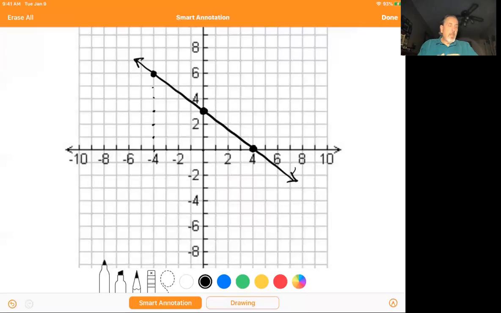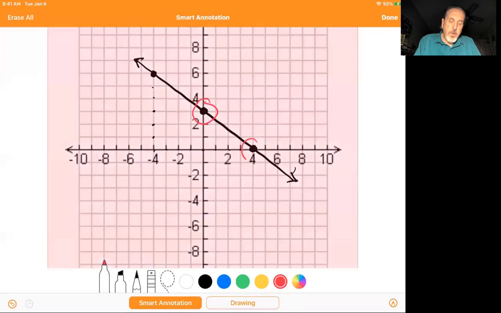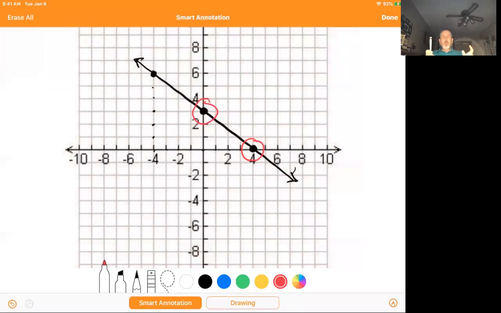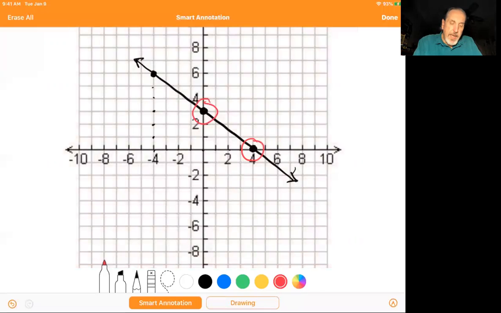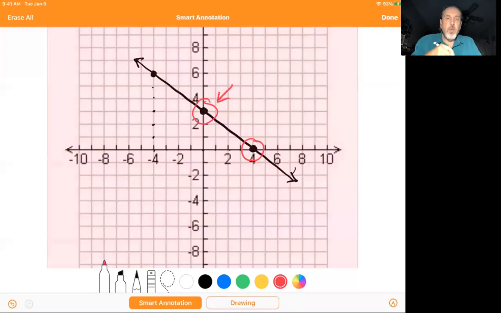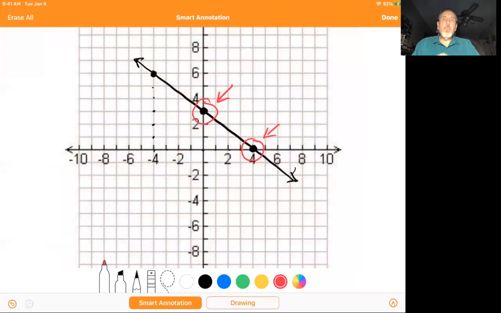Now, there are some points that we can graph that are kind of special points, and we're going to look at this graph to understand what they are. So I'm going to change my color here to red because I want to highlight these 2 points. This point right here and this point right here are very special points. And the reason that they're special is because they're crossing an axis, okay? The point right here is crossing the y-axis, and this point is crossing the x-axis. Whenever a point crosses an axis, we call that point an intercept.